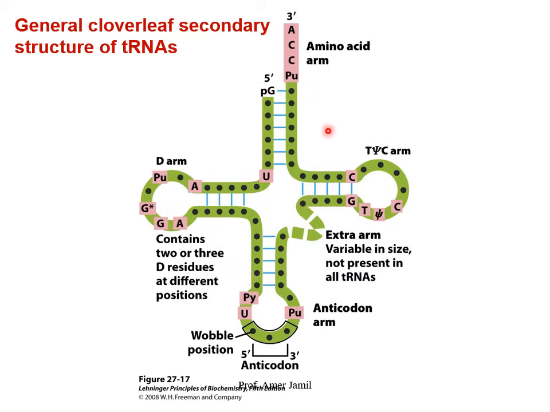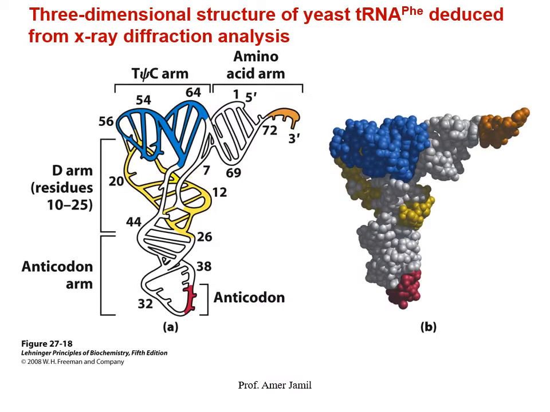There is a lot of intra-chain hydrogen bonding that gives this structure, and this is a sort of adapter molecule, because on one end it will be interacting with the messenger RNA, and on the other end it will be making the protein chain. This is again the three-dimensional structure of yeast tRNA phenylalanine, and it is deduced from X-ray diffraction analysis, and these are similar types of arms.